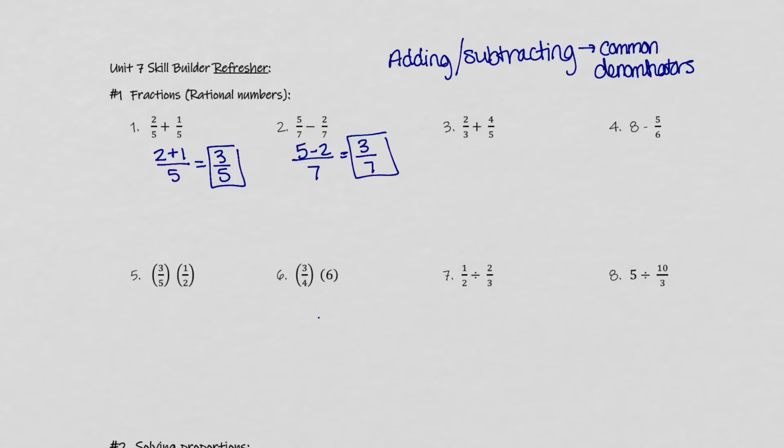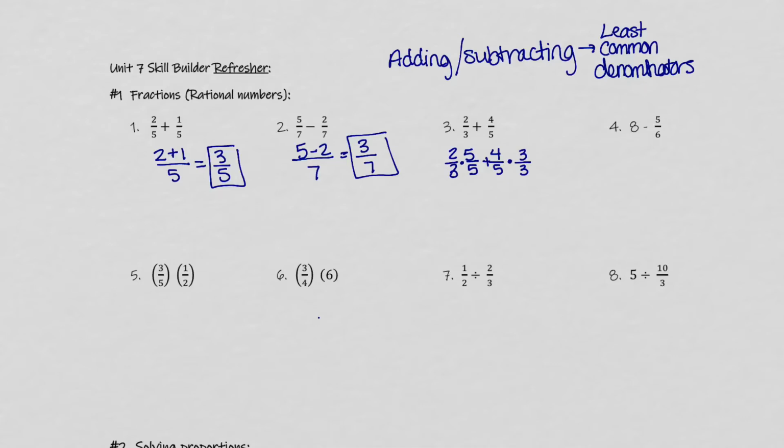Now number 3, they are not the same, so they are not common denominators. I have to find the least common denominator. We'll add that word least to it, which makes things a little easier. What's the smallest number I can divide by 3 and 5? In this case, it's going to be 15. So if I have 2/3, to make this bottom number 15, I need to multiply it by 5. If I do it on the bottom, I have to do it on the top. And then this 5, to make it a 15, I have to multiply it by 3. So I have to multiply both top and bottom by 3.